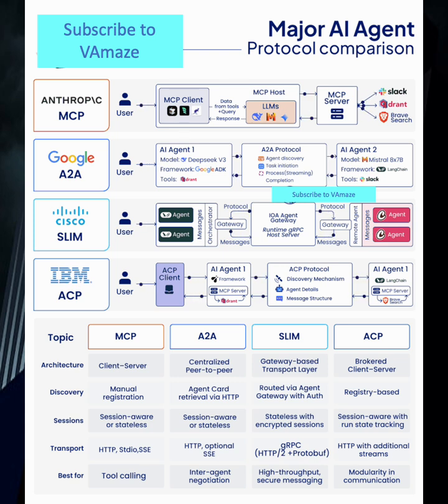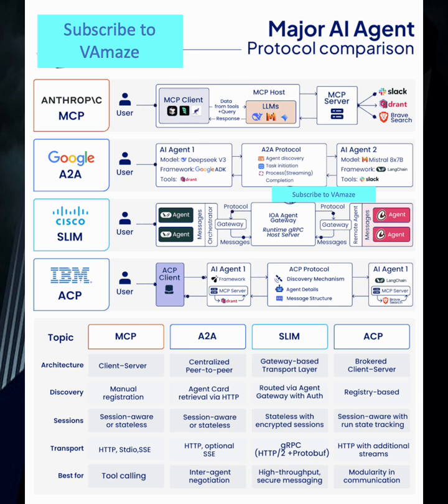2. A2A protocol, multi-framework agent communication. Overview: breaking down framework barriers. The A2A protocol, developed by Google, has set a new standard for multi-agent communication by enabling seamless interaction across various AI frameworks and platforms. A2A addresses the critical challenge of framework incompatibility in the AI ecosystem.